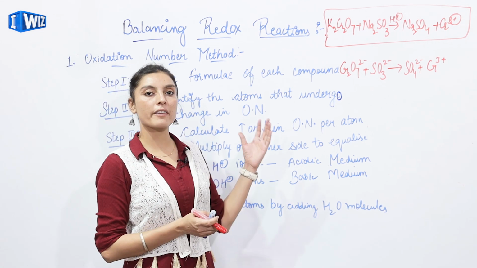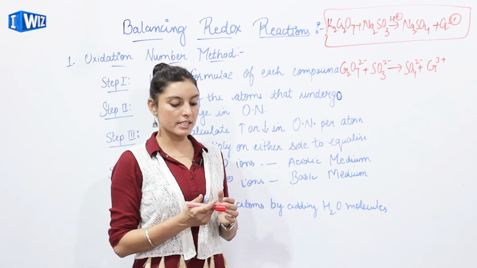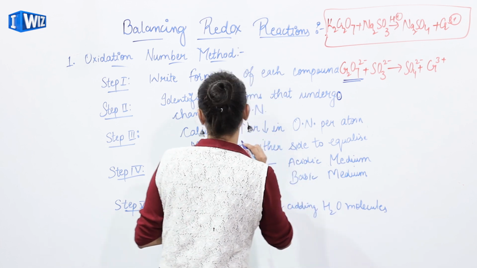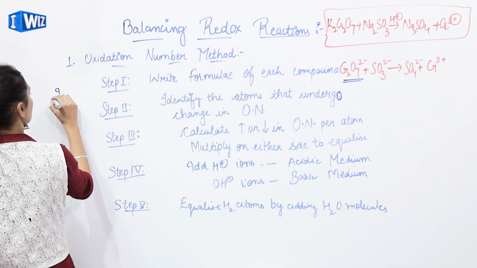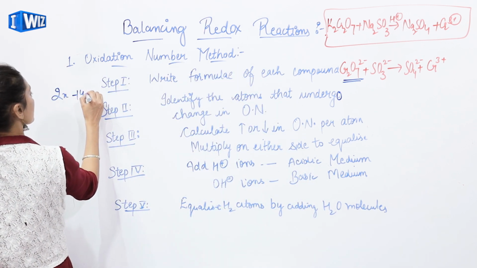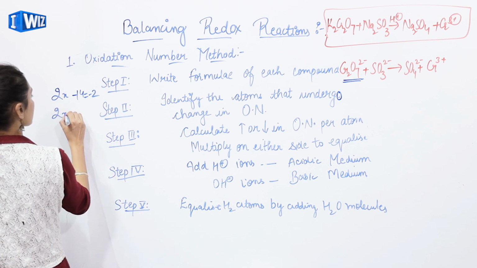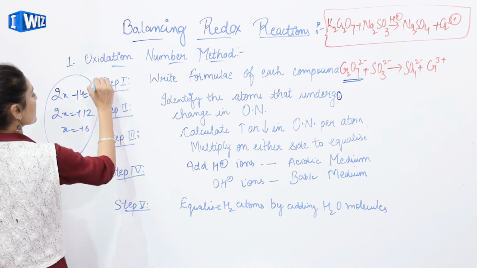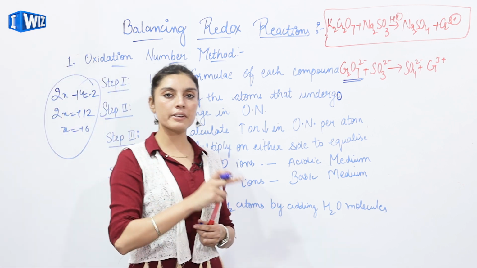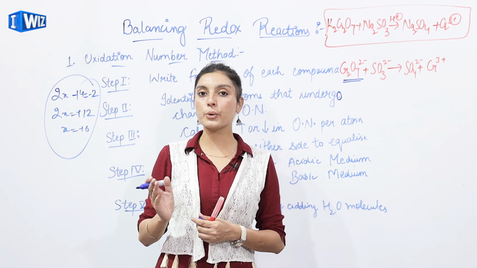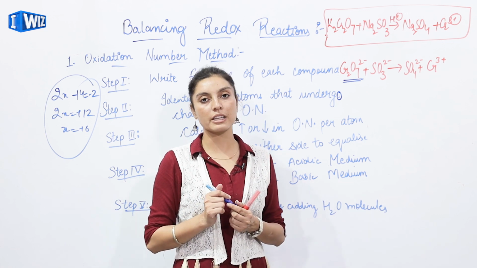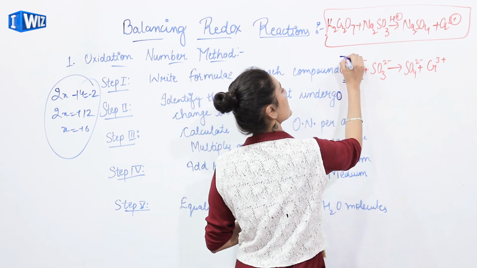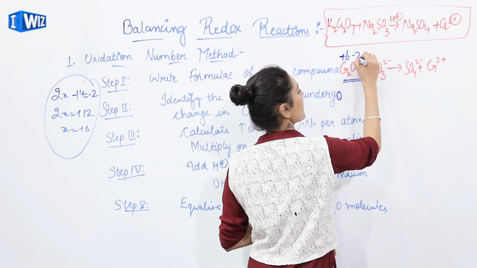So first of all, for that we need to write the oxidation number. Let's have a look at dichromate ions. We have 2x minus 14 is equal to minus 2, 2x is equal to plus 12, x is equal to plus 6. We have done this particular method in the previous video where we learnt how to calculate the oxidation number of the given element present in that compound. So here we got plus 6, and oxygen minus 2.